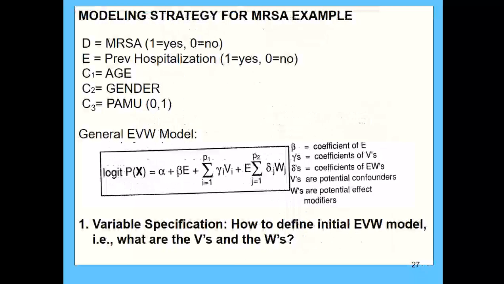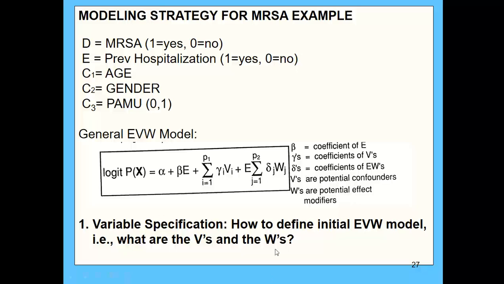Okay, so let's look at an example, the MRSA example, and then I'm going to walk through it. You've already gone through it. The outcome is MRSA, yes or no. One exposure variable, at least the way we talked about it, is previous hospitalization, yes or no. That's the one of interest. Is that related to whether somebody is resistant to Staph aureus, being treated for Staph aureus infection? And you have three variables you want to control for: age, gender, and PAMU.